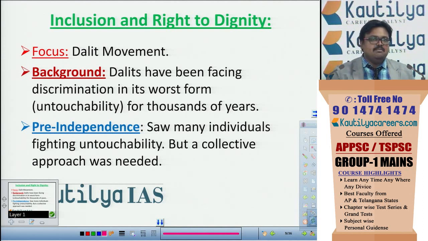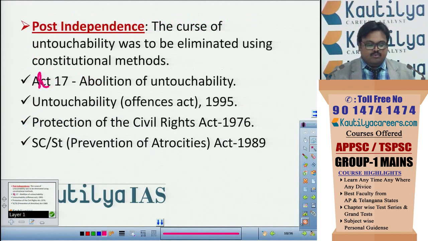When you look at the pre-independence era, you find that many individuals have fought against this untouchability. People like Gandhi, Ambedkar, Phule, they have all fought against this untouchability. But post-independence, post 1947, the curse of untouchability was to be eliminated using constitutional methods. So therefore constitutional methods were now being used to eliminate this untouchability. Article 17 specifically talks about the abolition of untouchability.